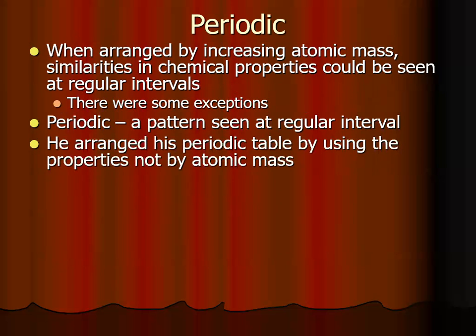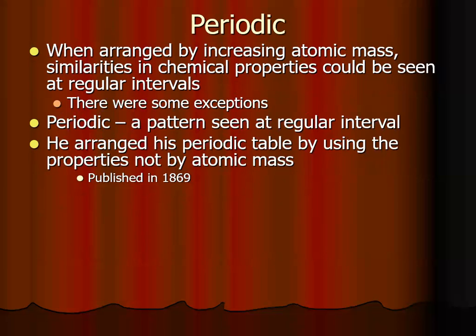So he arranged them, and here's a very key word here. The periodic table is arranged by properties. He ordered his periodic table off of atomic mass. That's a very key distinction between them. Very key distinction between them. He published this in 1869.